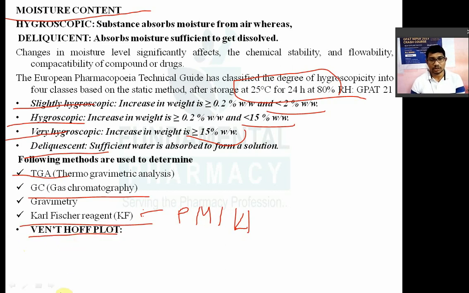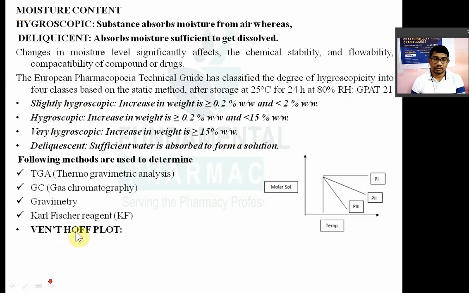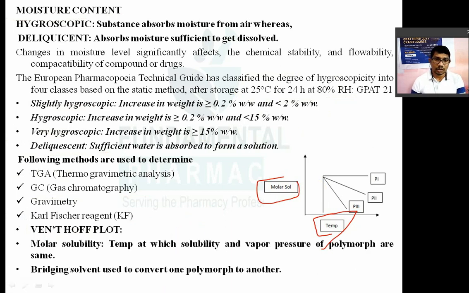Now the Van't Hoff plot. Questions on this have come many times. What is a Van't Hoff plot? If you plot temperature versus molar solubility of a compound, then this plot is known as a Van't Hoff plot. What is molar solubility? The temperature at which solubility and vapor pressure of polymorphs are the same. If a compound has 2-3 polymorphs, polymorph 1, polymorph 2, polymorph 3, then the temperature at which solubility and vapor pressure of the polymorphs are the same. And the graph of temperature versus molar solubility is nothing but the Van't Hoff plot. A question on this has come. Now what is a bridging solvent?